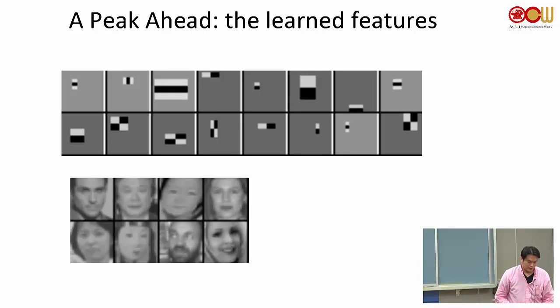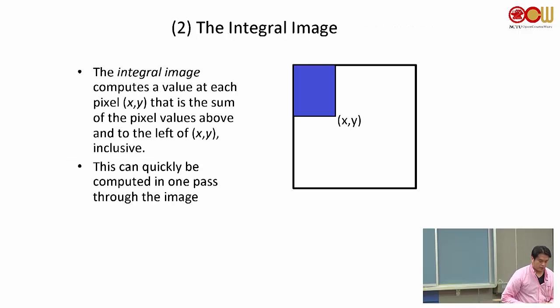Okay, so during the training process, the features could be learned from the examples, and you can see something like this, right? The bright, dark, bright, or like this. They are pretty strong features for faces. And the second part of the detector will be how to compute those features, and compute them very quickly.